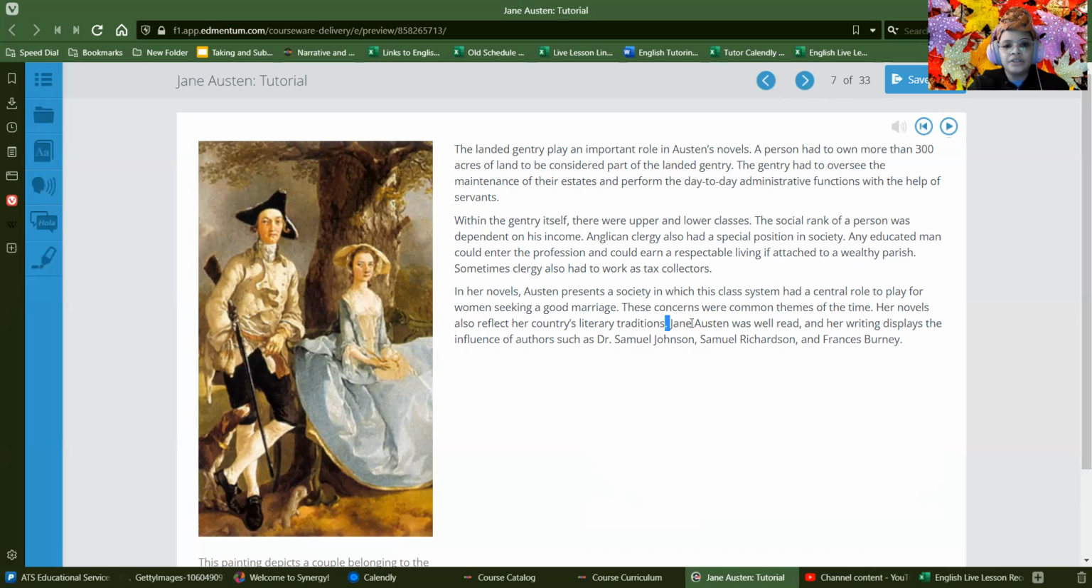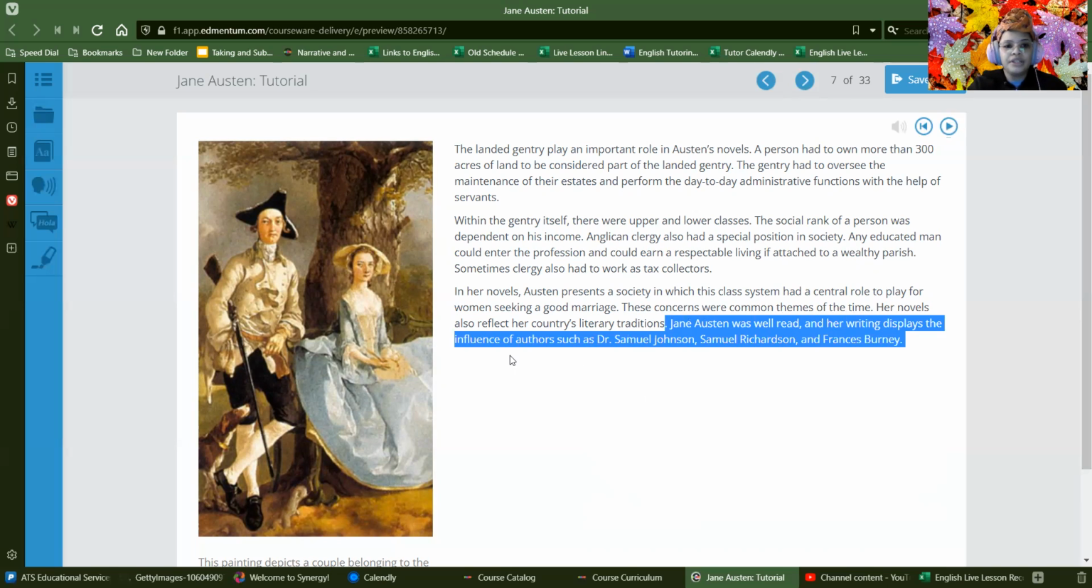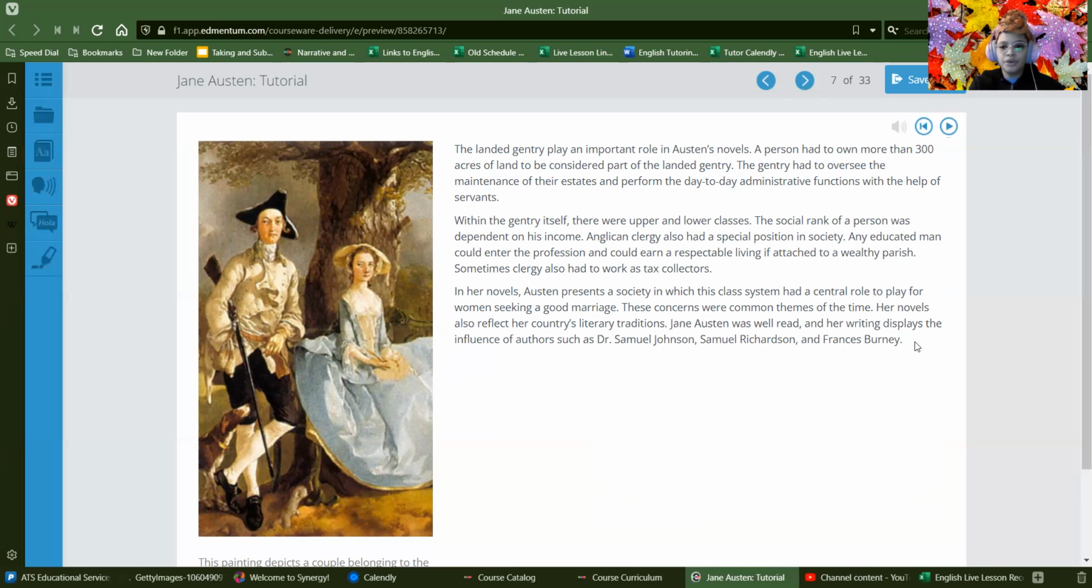And it says Jane Austen was well read, and her writing displays the influence of authors such as Dr. Samuel Johnson, Samuel Richardson, and Frances Burney. So we're going to get a little more information about these authors soon enough. But I just want to point out that if Jane Austen was well read, she was very likely part of the landed gentry since she was writing about them.